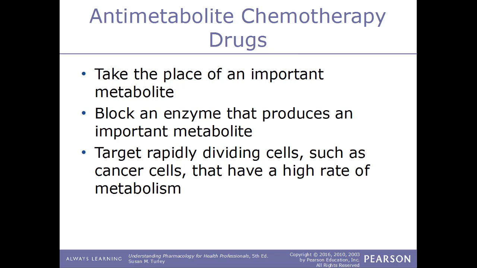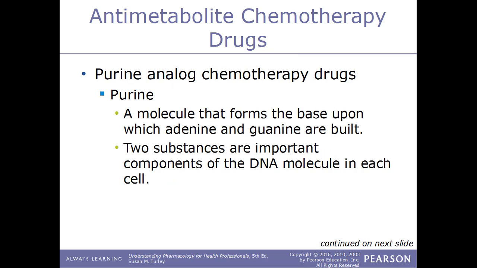And this category of drugs is used to target rapidly dividing cells, such as cancer cells, because they have a high rate of metabolism. And there are various different kinds of antimetabolite chemotherapy drugs, and one of those are the purine analog chemotherapy drugs.